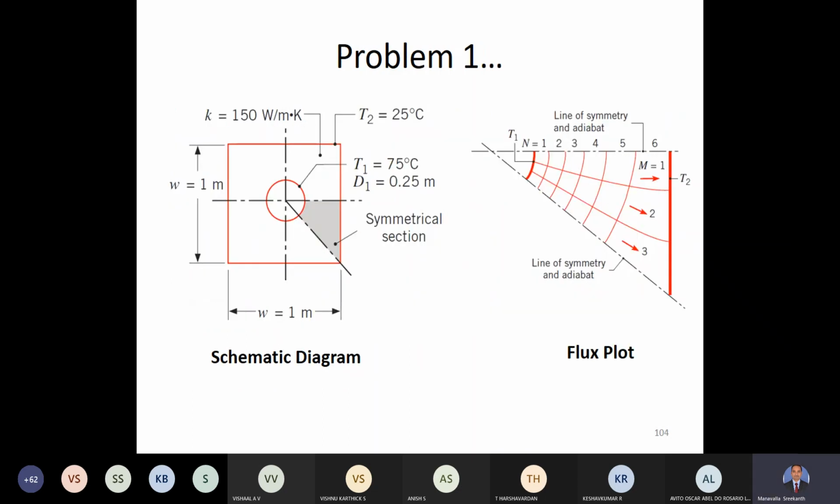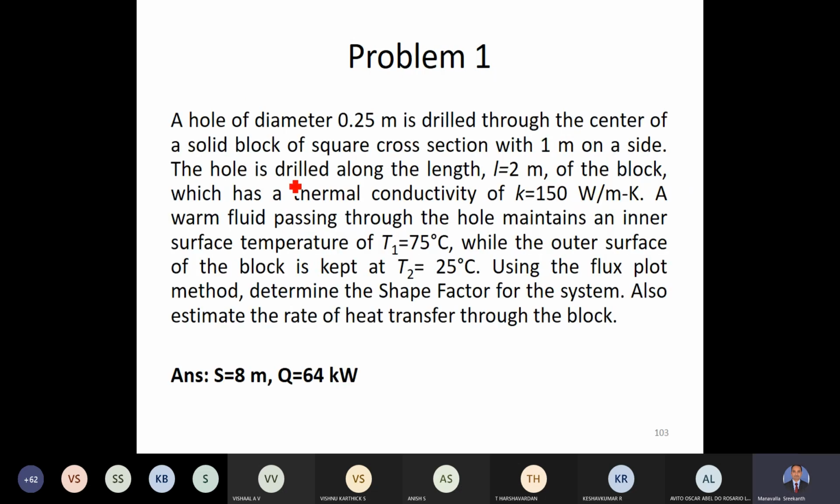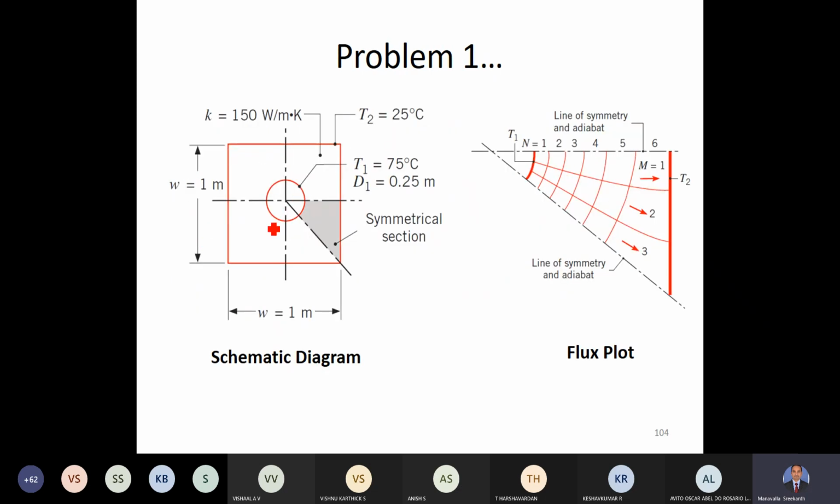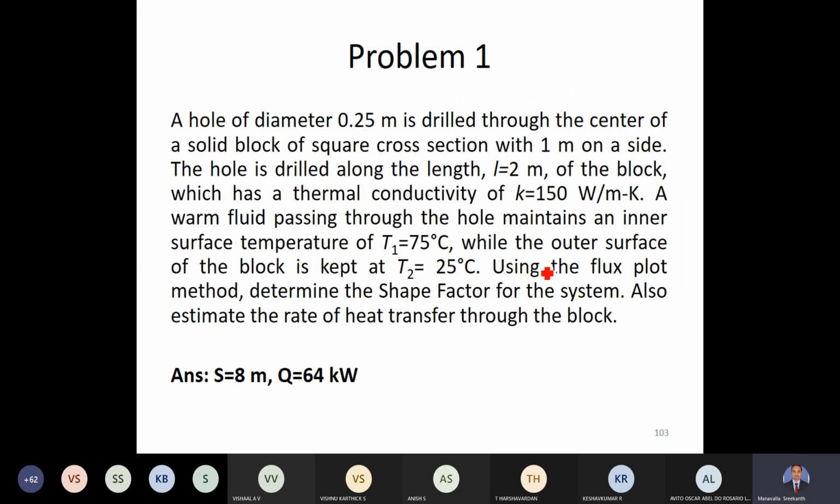So basically what we have here is a solid block of square cross section. There is this hole, a through hole of the same length as that of the solid block. The inside surface temperature is maintained at 75 degrees. Outside temperature is maintained at 25 degrees Celsius. The material conductivity is given as 150 watt per meter Kelvin. This side W is 1 meter and the other side is also 1 meter, so it's a square cross section. We are asked to determine the shape factor of the system, and also estimate the rate of heat transfer through the block.